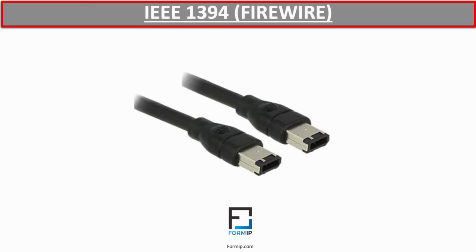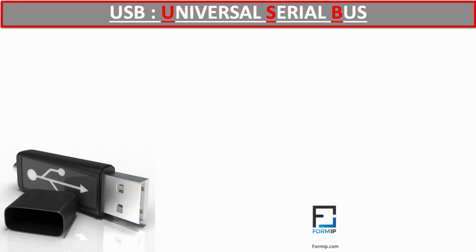Let's move on to the IEEE 1394 connector, also known as the FireWire cable. Recognized by its D shape, it's a type of connection that's becoming less and less popular. It's mainly used to connect video equipment such as the old mini DV cameras, very rarely for the network. Then there is the very well-known connector, which is the USB. USB stands for Universal Serial Bus. USB is very common on desktop and laptop computers. Almost any type of peripheral device can be connected to a computer using the USB connector.